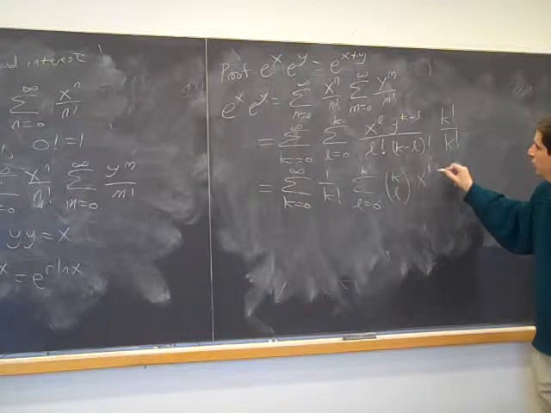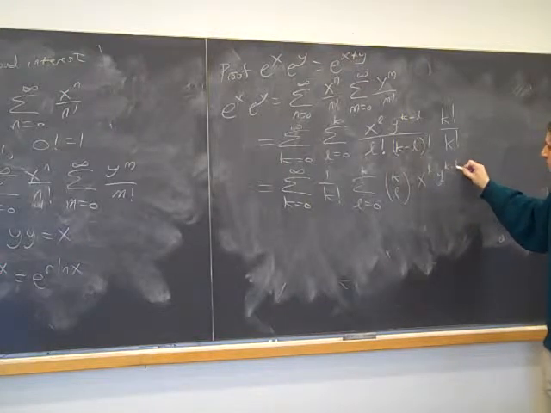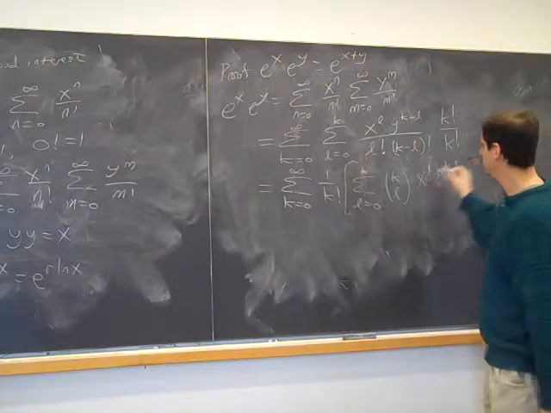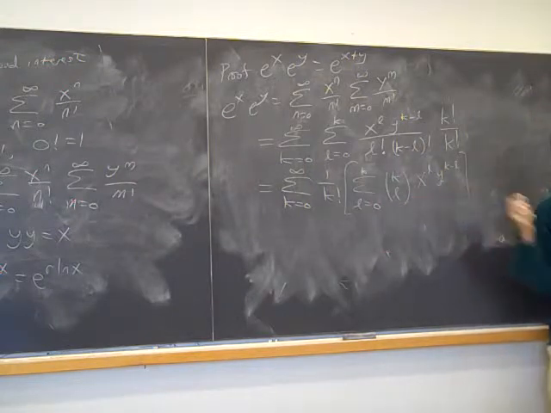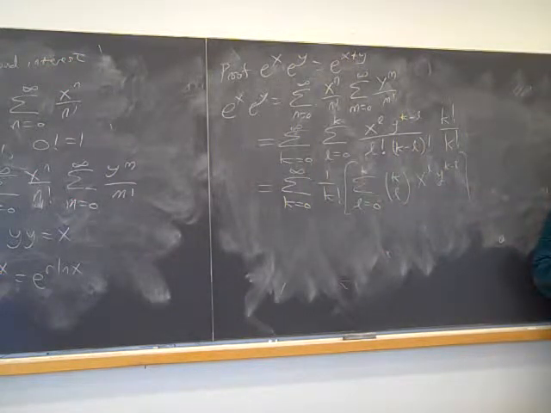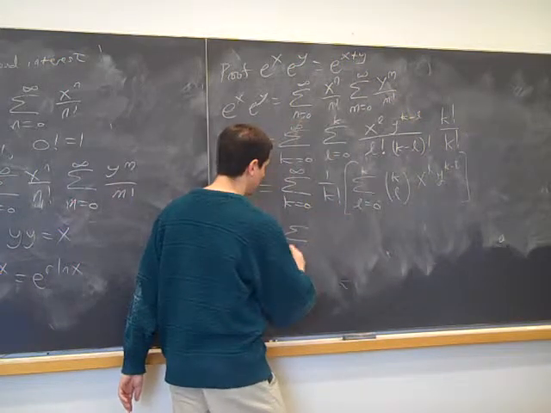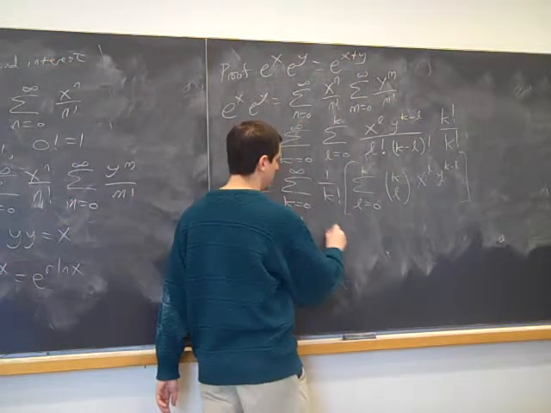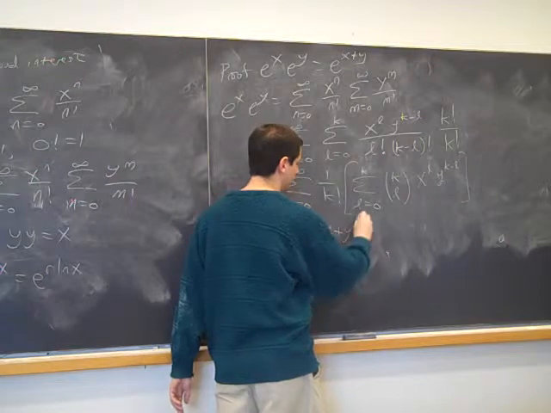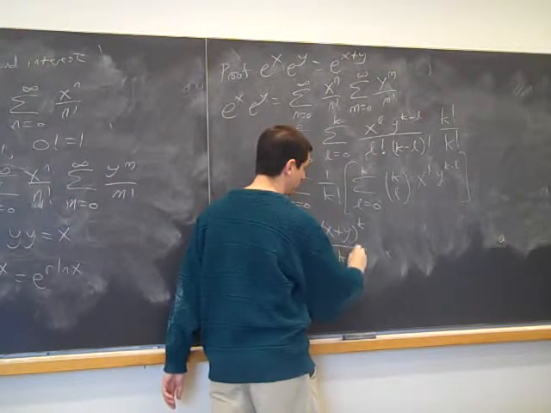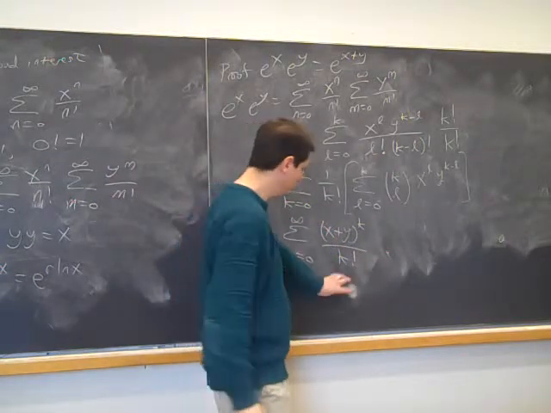x to the L, y to the k minus L. This part over here is just what we get when we expand x plus y to the k. So this is the same as the sum, k goes from 0 to infinity, x plus y to the k over k factorial. But what does that equal?